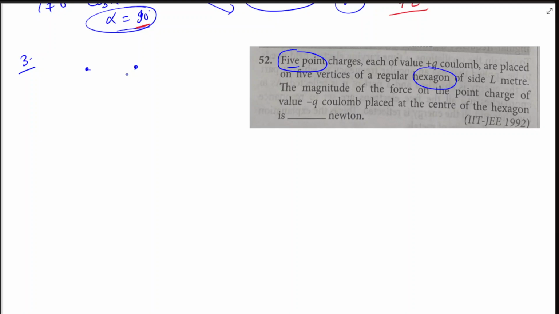So it's 1, 2, 3. I can place it anywhere, okay? I'm not placing it just here. So it's like this. So this is Q, Q, Q, Q, and Q. Let me change the color so you understand that only these 5 places have a charge. The side of the hexagon is A, right? And there is a charge placed in the middle, which is minus Q.